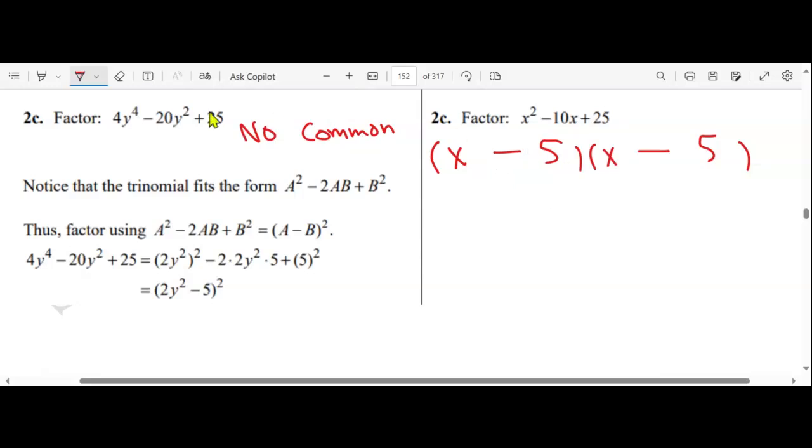Negative, negative, right? Because if you check the answer, if you multiply negative 5 times negative 5, it will give you positive 25. Okay, so here, do we have same signs or different signs? Same signs, so it is squared. That's it. Easy.